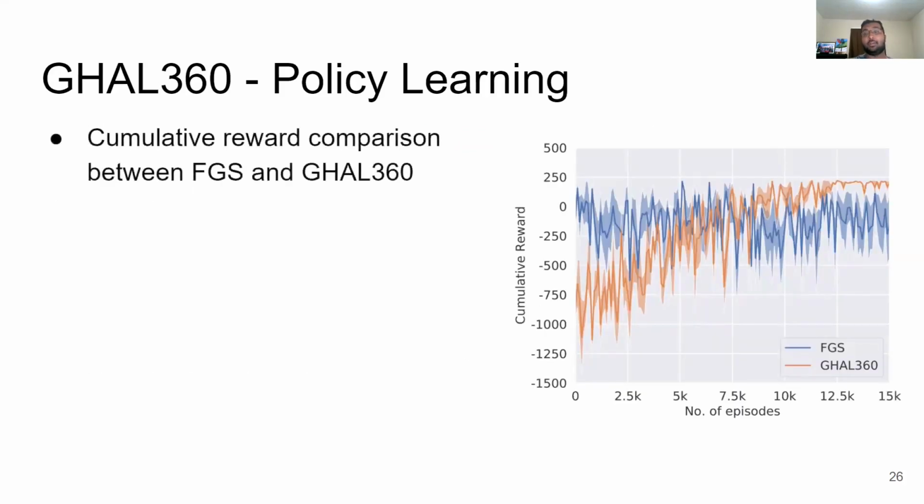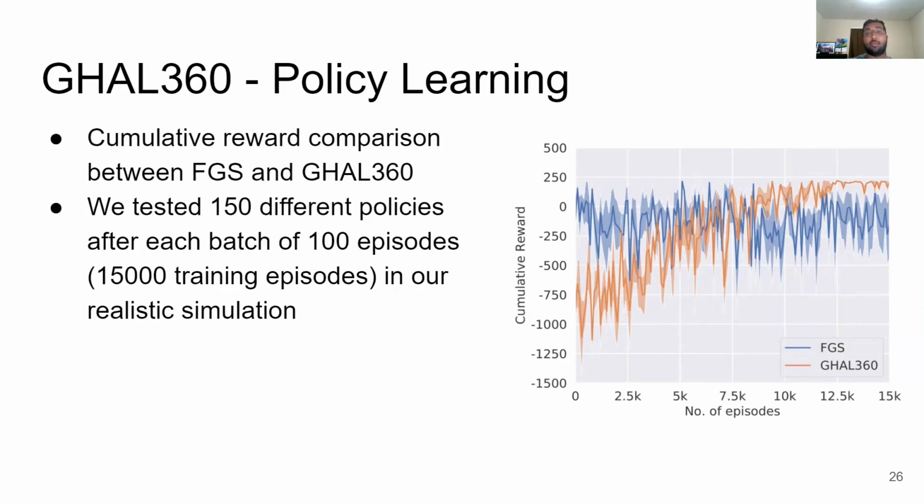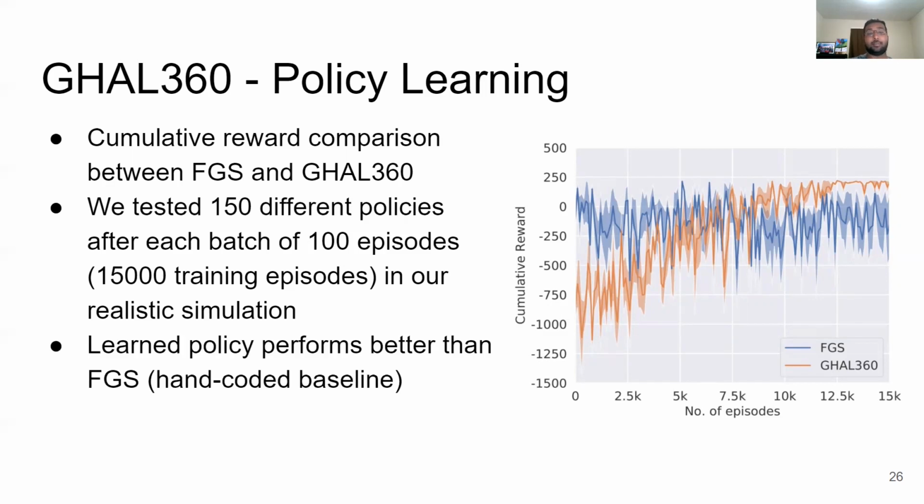We compared the cumulative reward that the agent received using the baseline FGS as well as the GAL 360. We tested 150 different policies after each batch of 100 episodes in our realistic simulation. The x-axis on the figure represents the number of episodes, and the y-axis represents the cumulative reward. From the figure, we can observe that the learned policy performs better than FGS once it's mature enough.